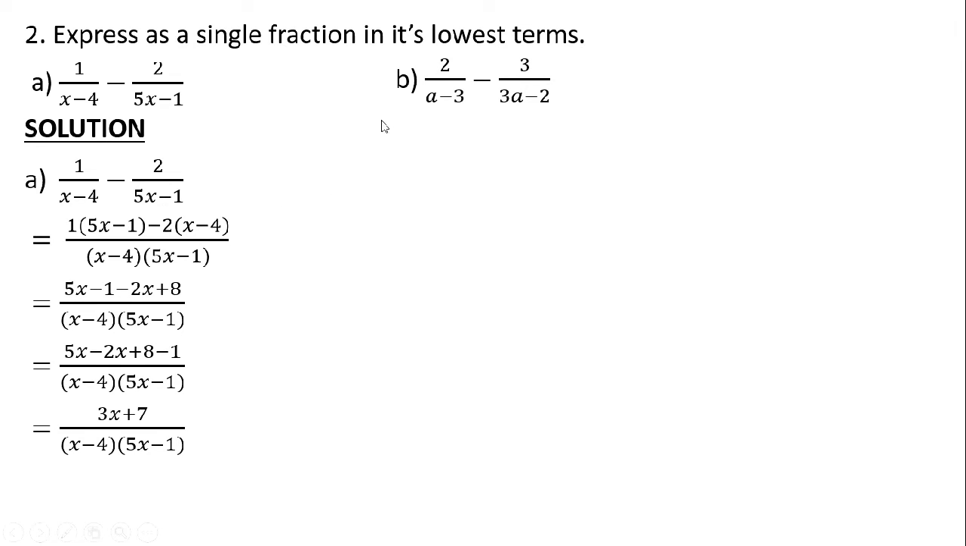The first thing we are going to do is to find our common denominator, which is a minus 3 and 3a minus 2. We'll divide a minus 3 into the common denominator. Whatever remains, we'll multiply with the numerator. We'll do the same with the 3a minus 2. We'll divide into the common denominator. Whatever remains, we'll multiply by the numerator 3.